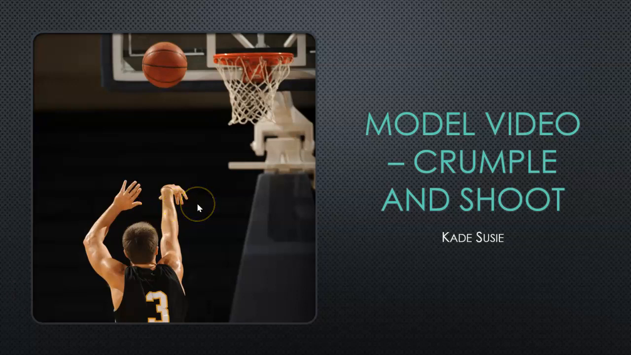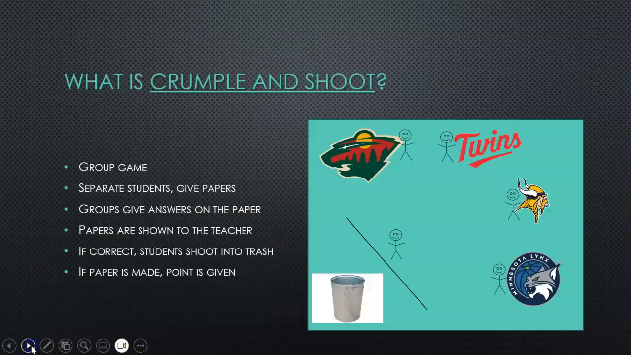Okay, this is my model video for my chosen vocabulary strategy, and I got the crumple and shoot vocab strategy, and hopefully this is good foreshadowing as he's shooting a basketball. So what is crumple and shoot? Crumple and shoot is a group game, as you can see by my little picture with the Minnesota Wild, Minnesota Twins, Minnesota Vikings, and Minnesota Lynx.